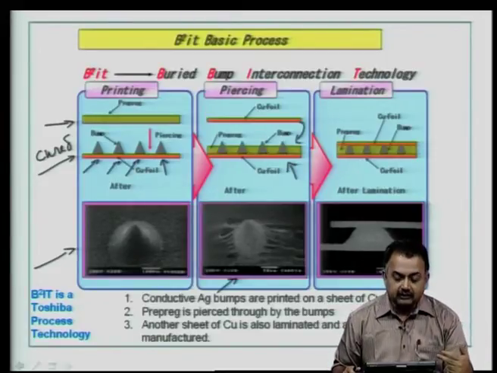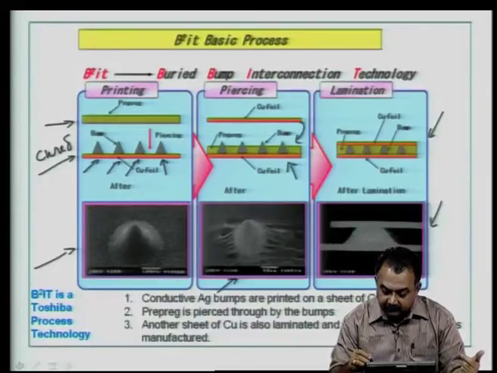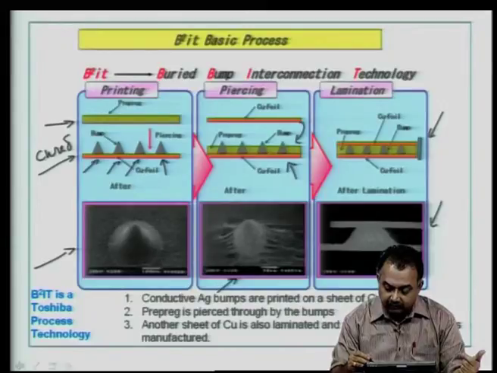Now, the copper foil is also introduced, and here you can see in this particular micrograph as well as in this cross section that a laminated structure has been built. Now, once the copper foil is introduced, you have a sandwich structure and you also have the via structures.